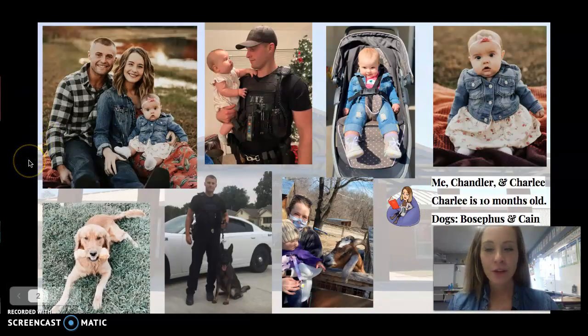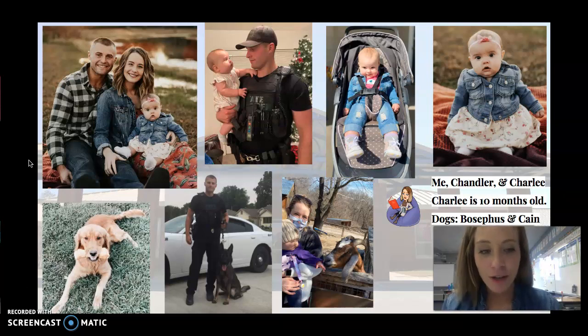So first, to tell you a little bit about me, here's a picture of my little family. I have my husband Chandler. We've been married for almost 2 years now, and our baby girl Charlie, she is 10 months old and just started walking. So it's been a lot of fun chasing her around and seeing her explore.